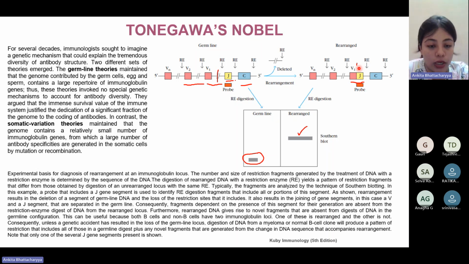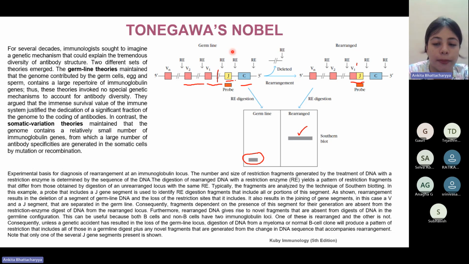This can be useful because both B and non-B cells have two immunoglobulin loci. One of them is rearranged, the other is not. Consequently, unless a genetic accident has resulted in the loss of the germline locus, the digestion of DNA from a myeloma or normal B cell will produce a pattern of restriction fragments that includes all of those in a germline digest, plus any novel sequence that results from the change in DNA sequence that accompanies rearrangement.